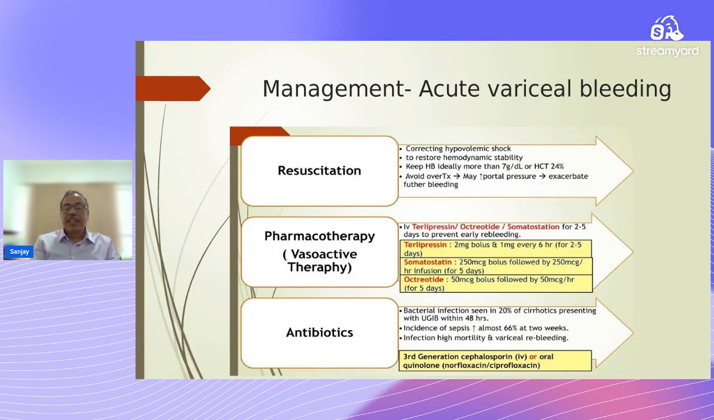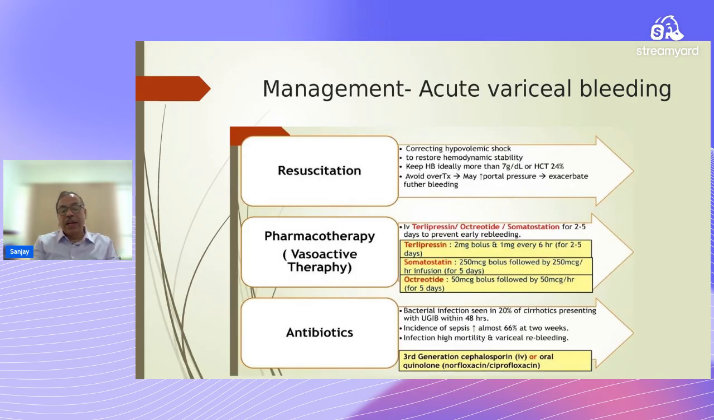Initial resuscitation should be done as in case of bleeding peptic ulcer disease. Pharmacotherapy, we have already seen. Start IV terlipressin, octreotide or somatostatin for at least 2 to 5 days. Terlipressin should be given as a 2 milligram bolus and 1 milligram every 6 hours for at least 5 days. Somatostatin is a 250 microgram bolus followed by a 250 microgram per hour infusion for 5 days.